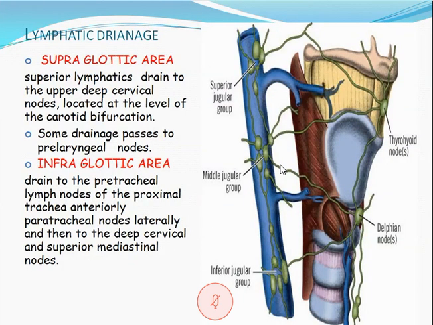The lymphatic drainage. Above the vocal cords, the superior lymphatics drain to the upper deep cervical nodes, located at the level of the carotid bifurcation. Some drainage passes to the prelaryngeal nodes, what you call the Delphian node. You see, on the anterior surface of the larynx there is one node called the Delphian node.